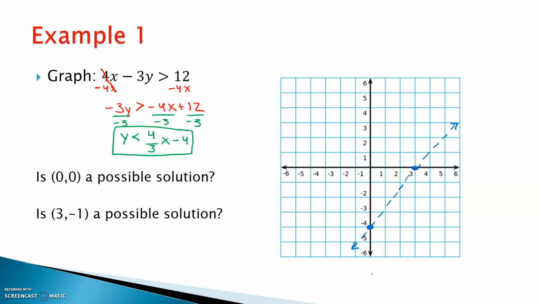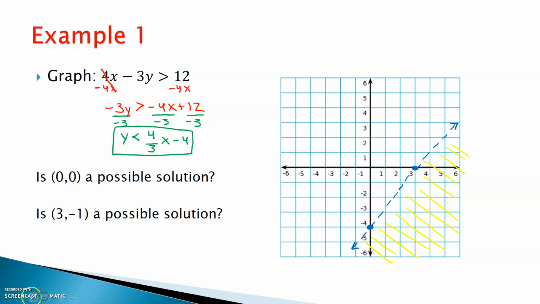Now again, do I shade above or below? Notice y is on the smaller side of the inequality. This little edge right here, where the two lines meet, means it's on the smaller side. Smaller means I'm going to be underneath. It's everything below. So I need to highlight everything underneath this line. That represents all of my solutions down here.